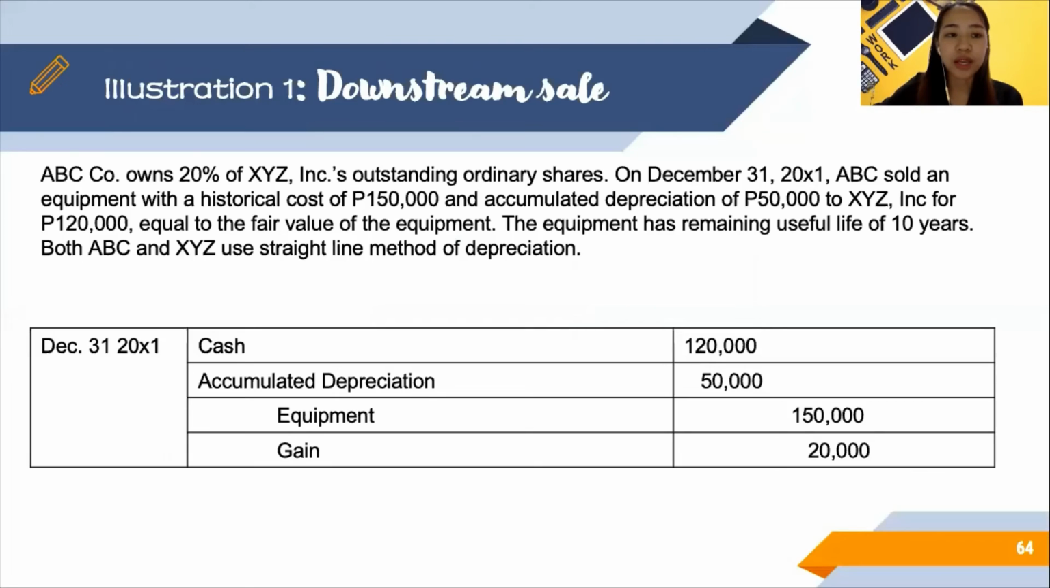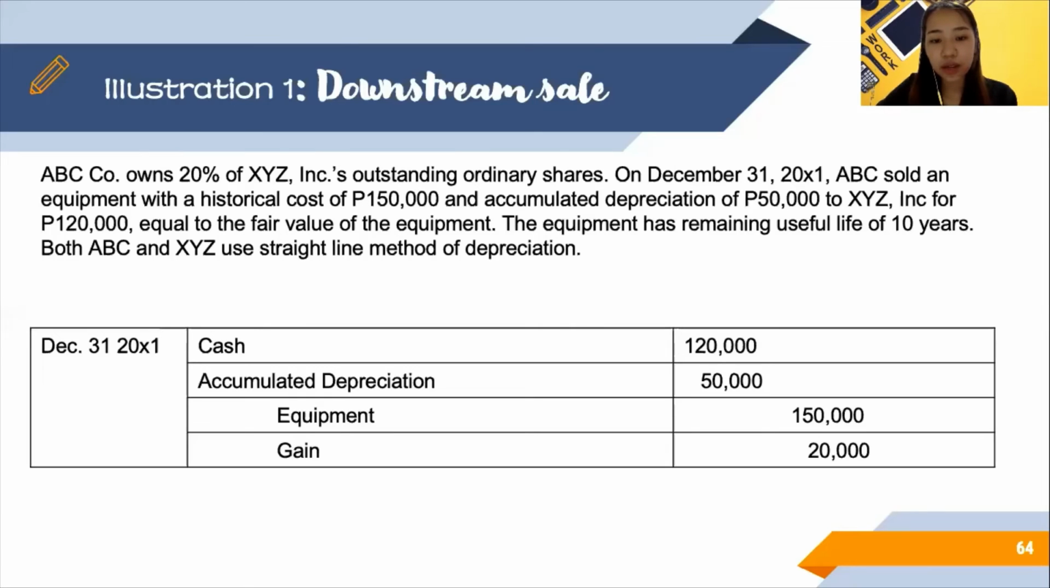Illustration 1, downstream sale. ABC Corporation owns 20% of XYZ Incorporated's outstanding ordinary shares. On December 31, 20X1, ABC sold equipment with a historical cost of 150,000 and accumulated depreciation of 50,000 to XYZ for 120,000, equal to the fair value of the equipment, which has a remaining useful life of 10 years.